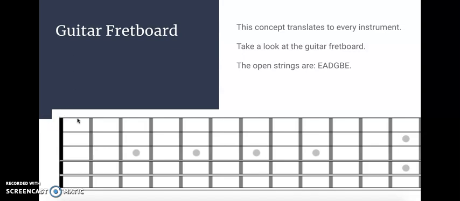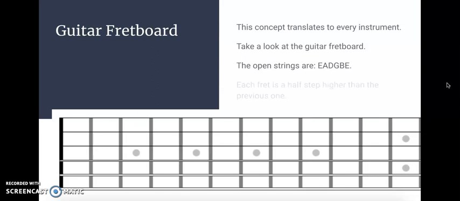Meaning if this string is open at an E and I put my finger on the first fret, I'll go a half step above E, which is F. And if I put it on the second fret, I'll go a whole step above E, which is F sharp. And if I put it on the third fret, I'll go 3 half steps or a step and a half, so that would be G.